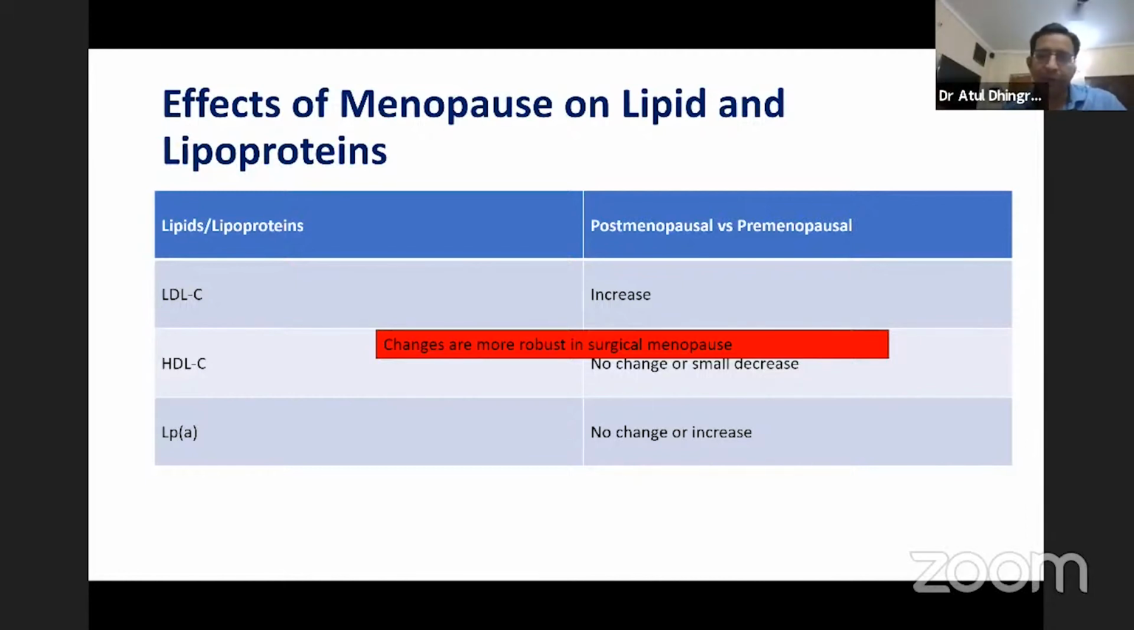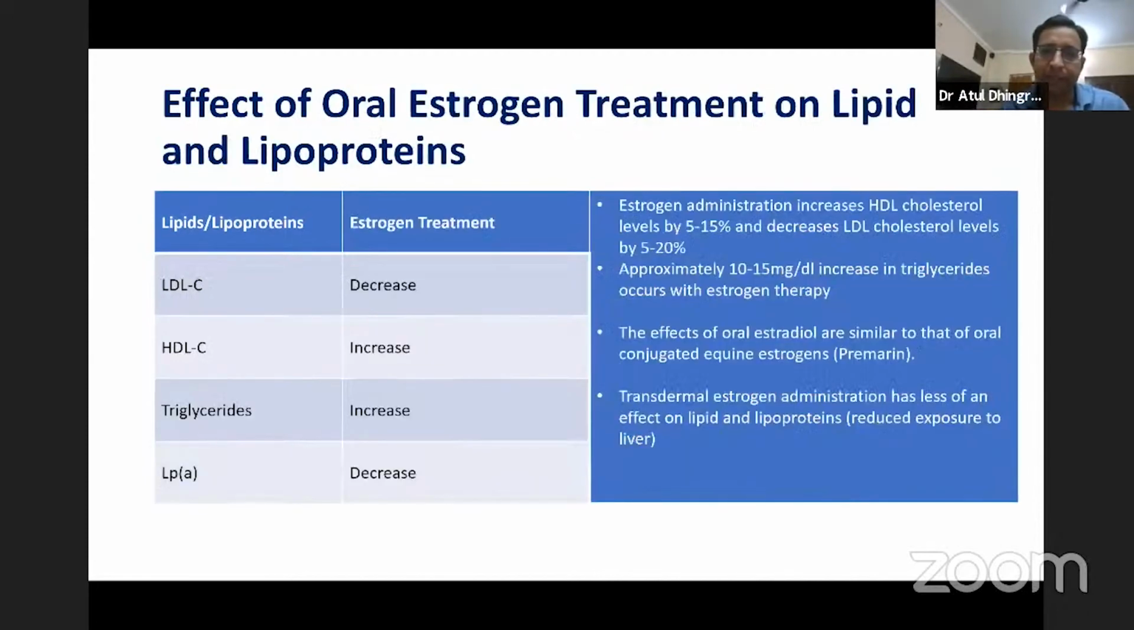if a particular woman has achieved a surgical menopause. That means they have undergone an oophorectomy. These women have a higher risk of developing CV disease because of the more severe dyslipidemia that is seen in these patients.